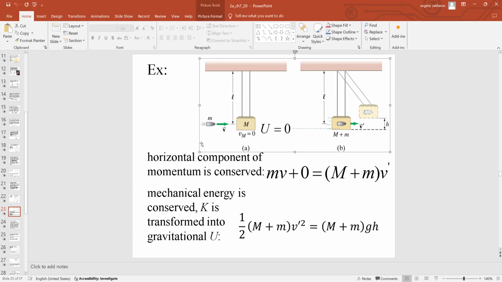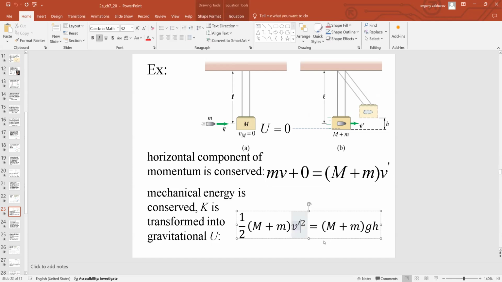So conservation of momentum, because there is a collision, and conservation of energy. Kinetic energy equals potential because there is no friction. Those are the two physics concepts to solve for either the initial velocity of a bullet or how high the box with the bullet goes up. Very handy concepts.